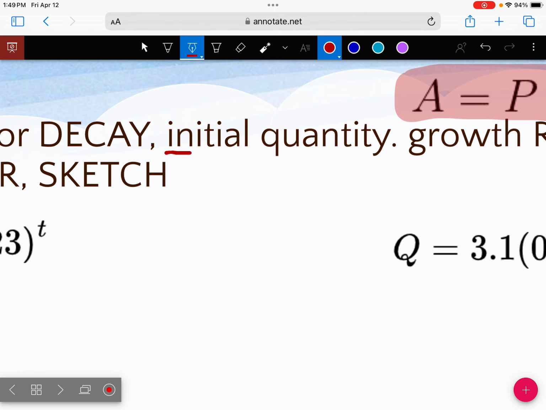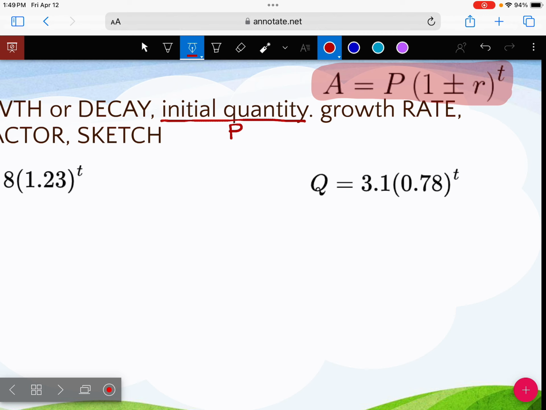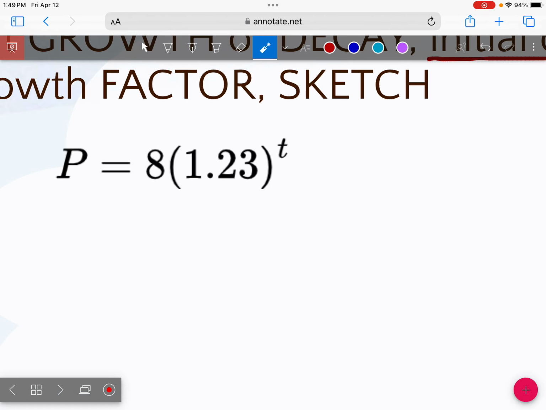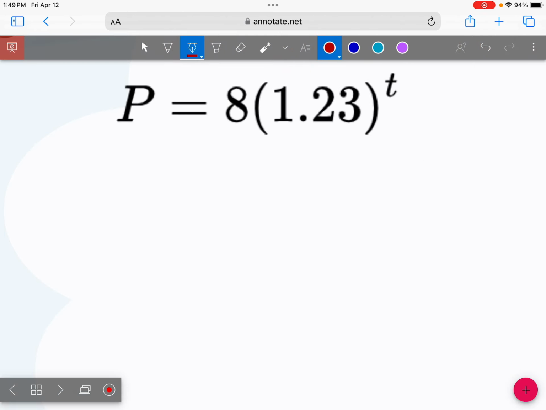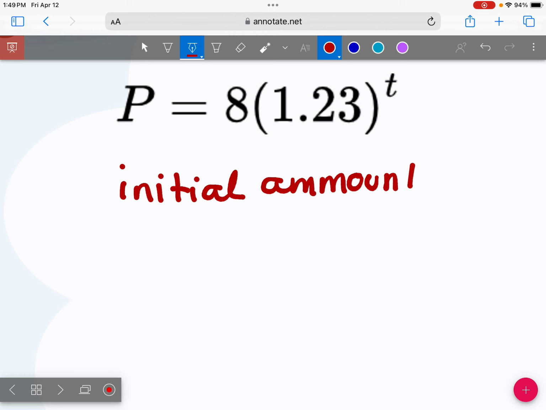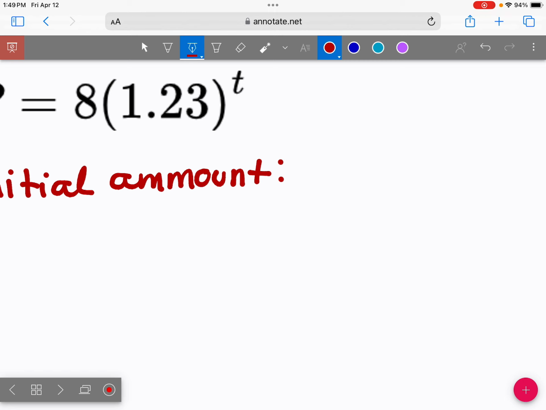So our initial quantity is P. So it's really easy to spot in these first couple equations because it's the number outside of the parentheses. So our initial amount is what for this one? Our initial quantity. What are we starting with here?